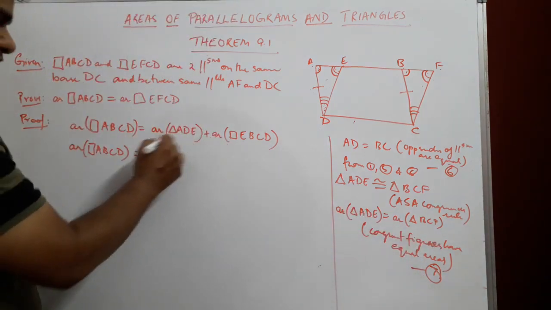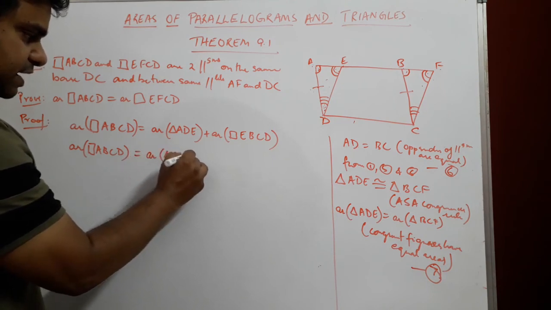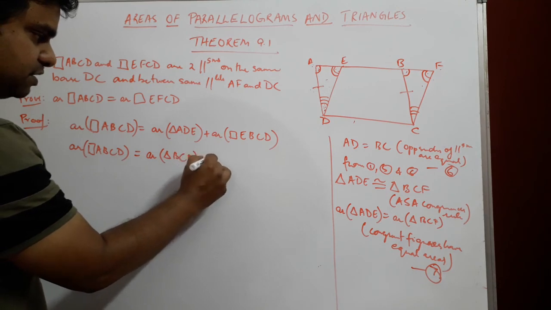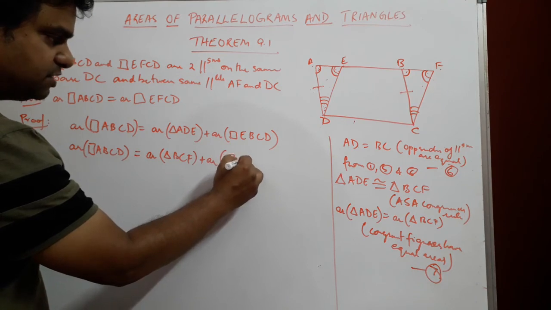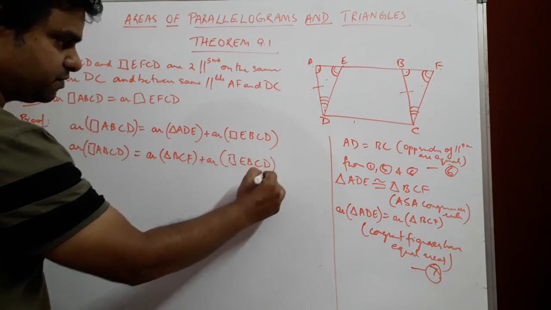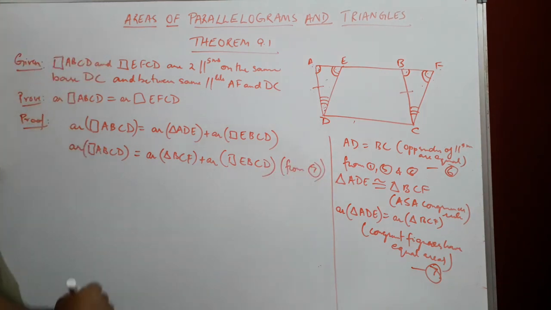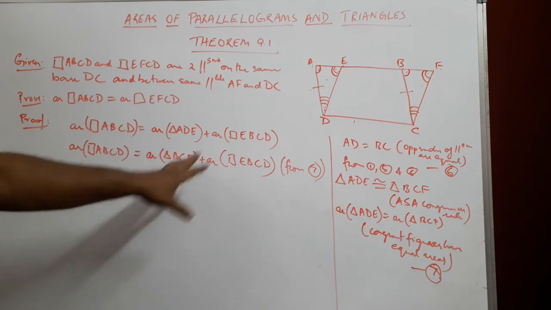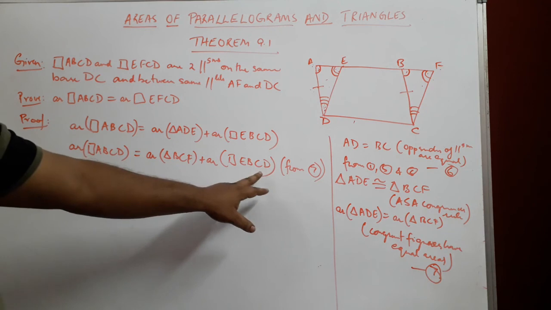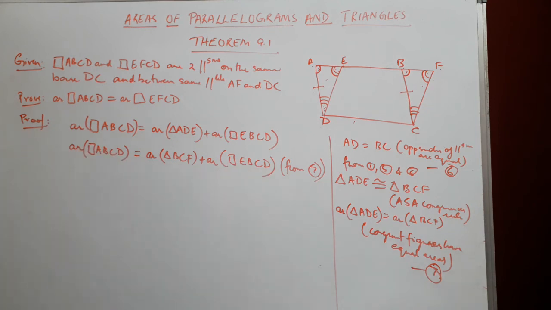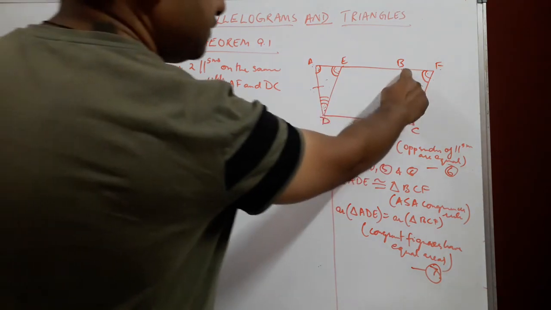So I'll just replace that area of triangle ADE with area of triangle BCF, because they are equal to each other. And I'll just leave the area of quadrilateral ABCD the way it is. And here you can say from 7, right? Now what in your figure now over there, have a look as what is area of triangle BCF plus area of quadrilateral ABCD. Area of quadrilateral ABCD is here, ABCD. Where is BCF? BCF is here.